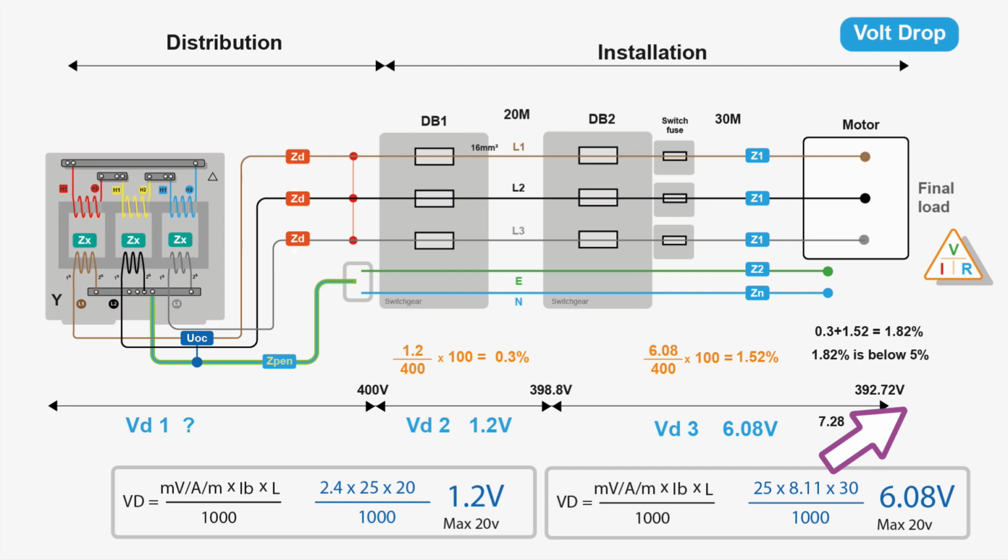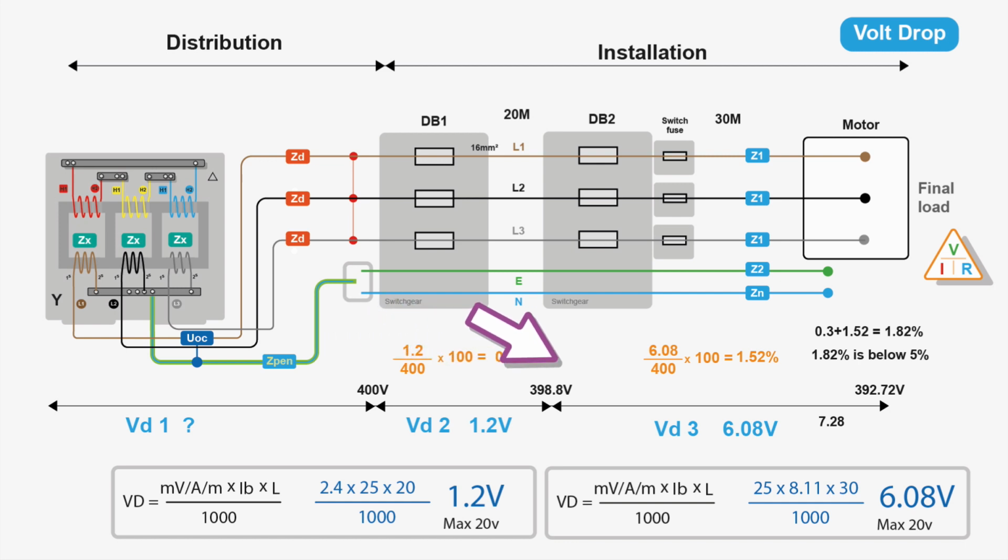And because in the regs our millivolts per amp per meter are different for single phase and 3-phase, you can't really directly add the volt drops together. So what they recommend you do is do it as a percentage. So this is the millivolt calculation for the cable from DB1 to DB2. We get a volt drop of 1.2 volts. Now, if we work that out as a percentage, 1.2 volts divided by 400 times 100 is 0.3%.